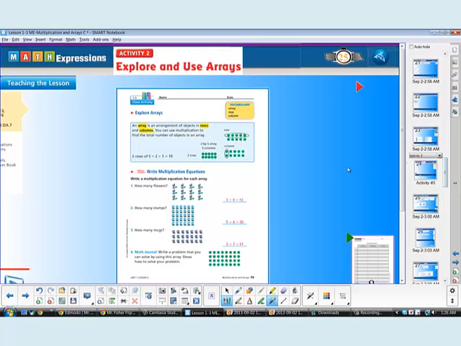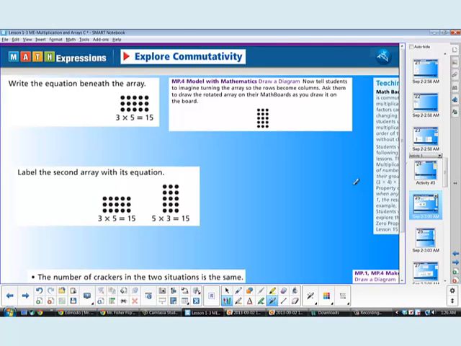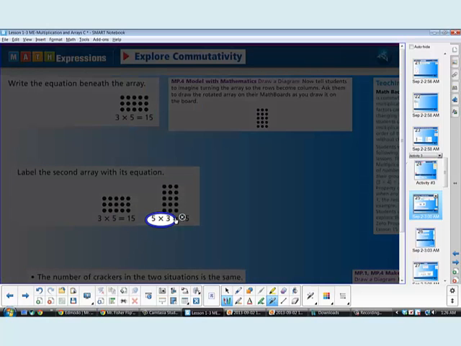In activity 3, we're going to be talking about the commutative property. I'm going to show you this. Yeah, this one right here. Oh, well, 3 times 5 is the same as 5 times 3. So if you look, 3 times 5, how can that be the same? They both have the same answer.